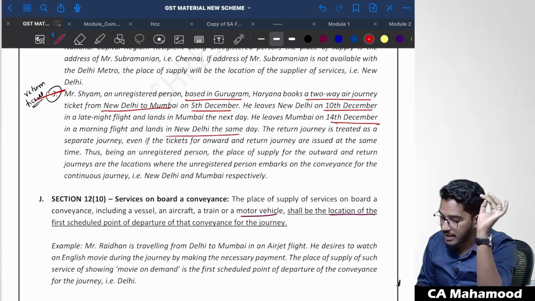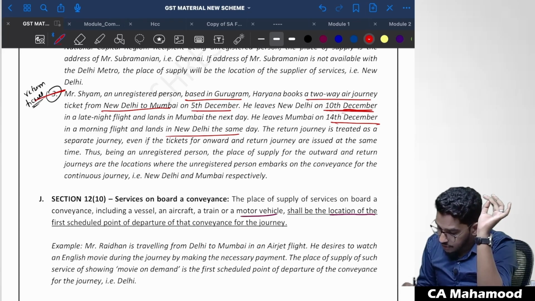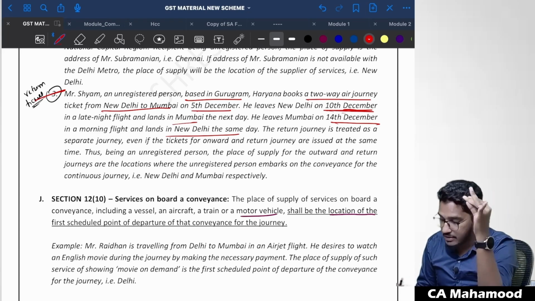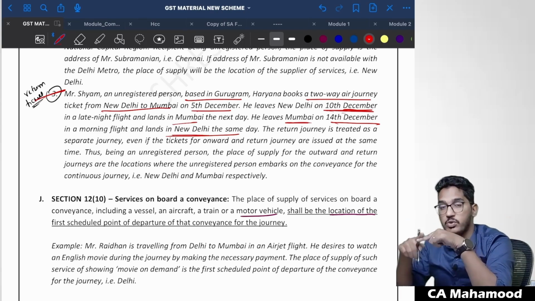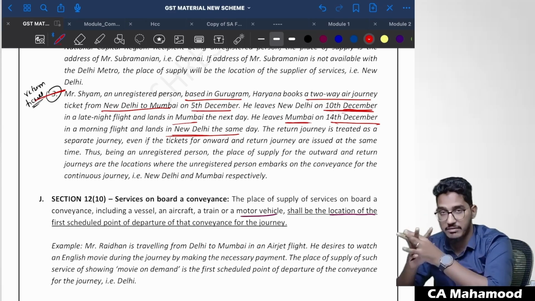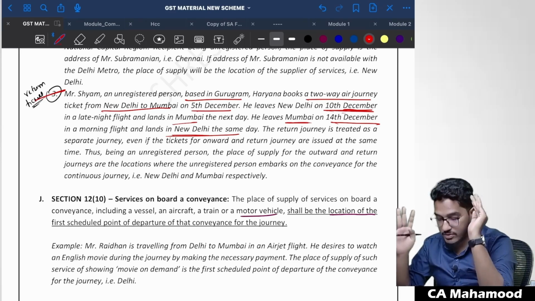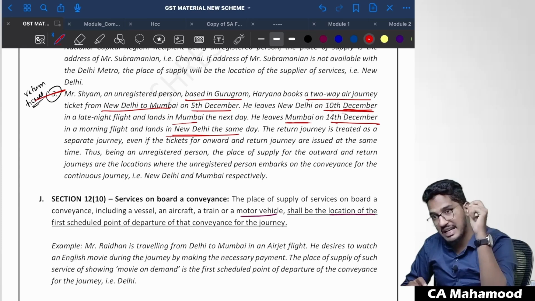That means on 10th of December, he will go from Delhi to Mumbai. He will complete the work, and later on 14th of December, he will once again board the flight from Mumbai and reach back to New Delhi. One single round trip he has booked, but still it will be treated as two separate journeys, and accordingly the place of supply will be decided. Understood? So this is what 12 subsection 9 says.